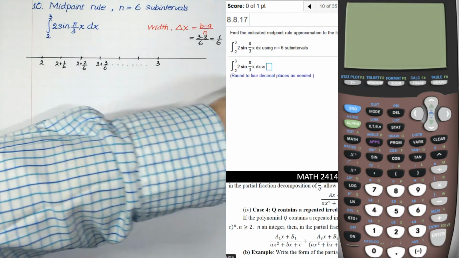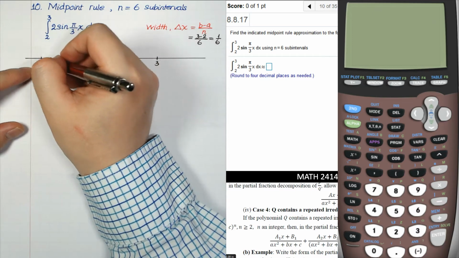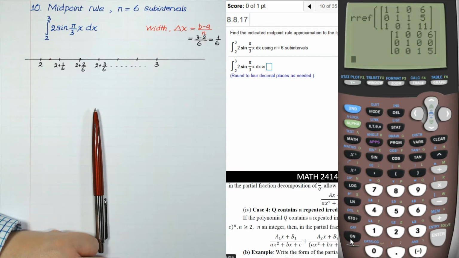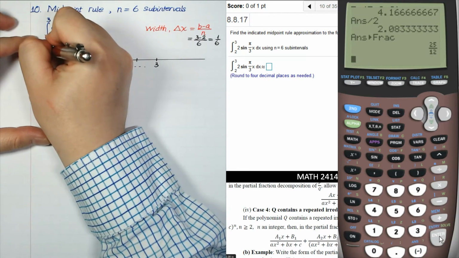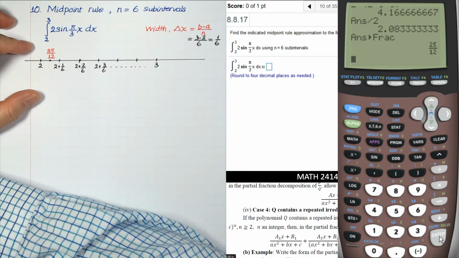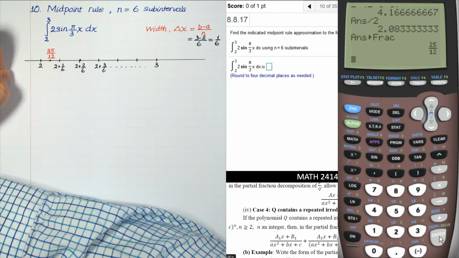But what we have here is using the midpoint. So 2 plus 2 plus 1/6, divided by 2. So we have to find the midpoint here, which is 25 over 12. Now we just take the midpoint, add those two, divide by 2, and just keep doing that.